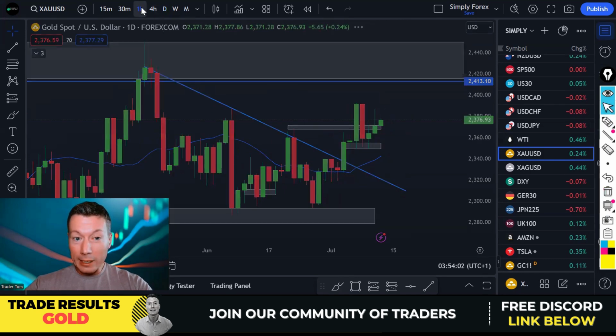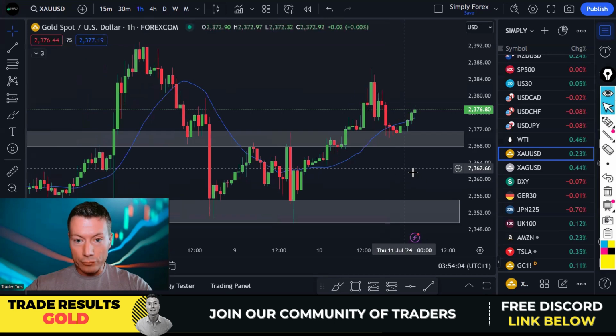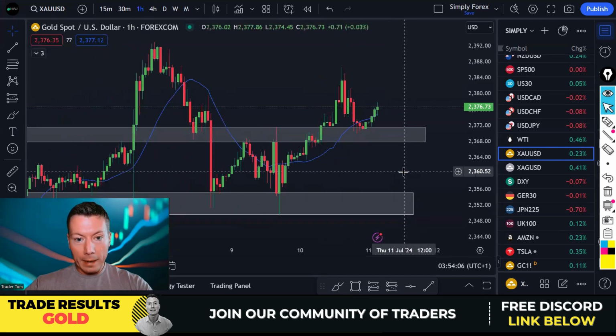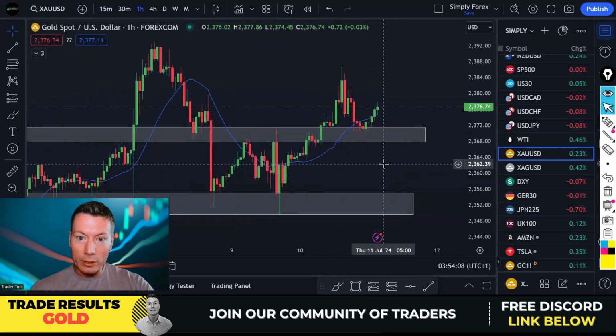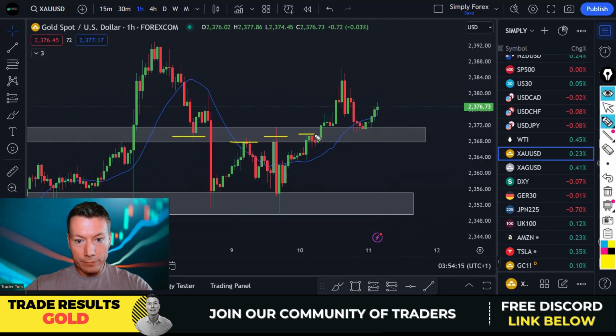Now, if we drop down to the H1, this again was really the entry time frame. And I just did exactly what I said I would do in my analysis video, right? We were waiting for a break of this grey zone, because price had reacted here many times. And we got a break with this candle here. Okay, so I was already in this trade, but this would be the entry.